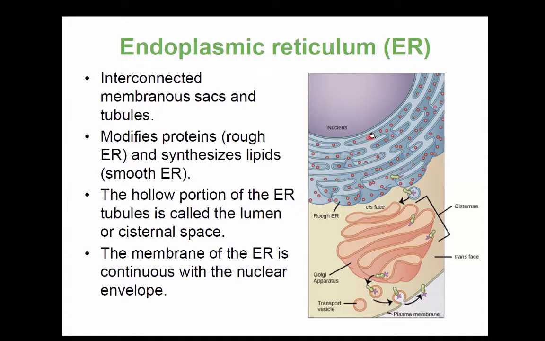Inside of the endoplasmic reticulum, the hollow portion, the pipe inside the tube, is called the lumen or cisternal space. Newly synthesized proteins are inserted into the lumen, and a part of that ER pinches off and comes out as a vesicle and is then transported to another structure called the Golgi apparatus, where this protein undergoes further modification.